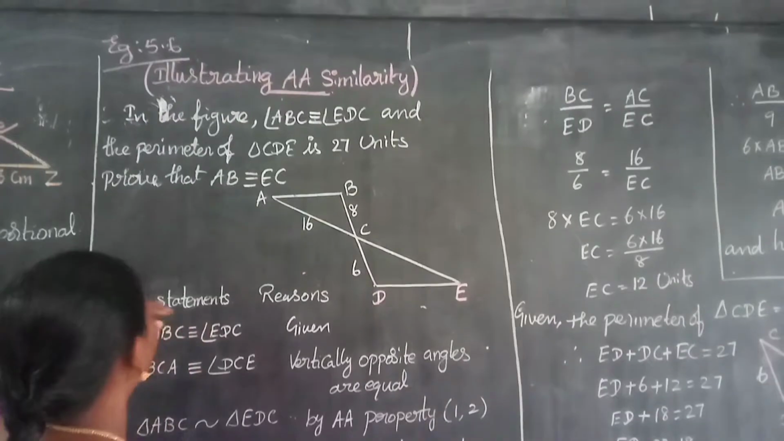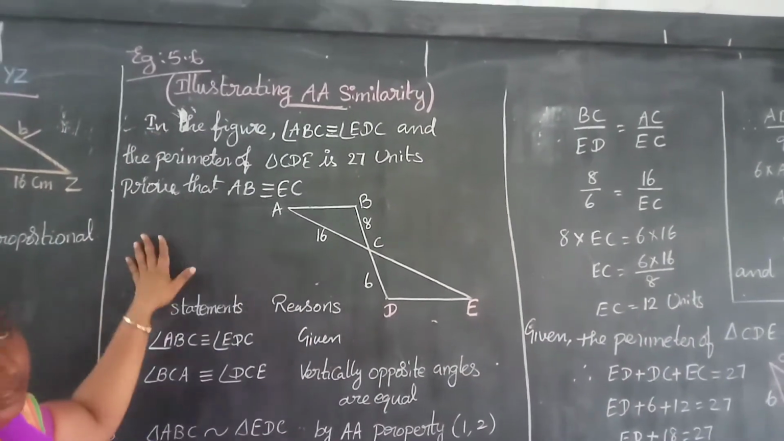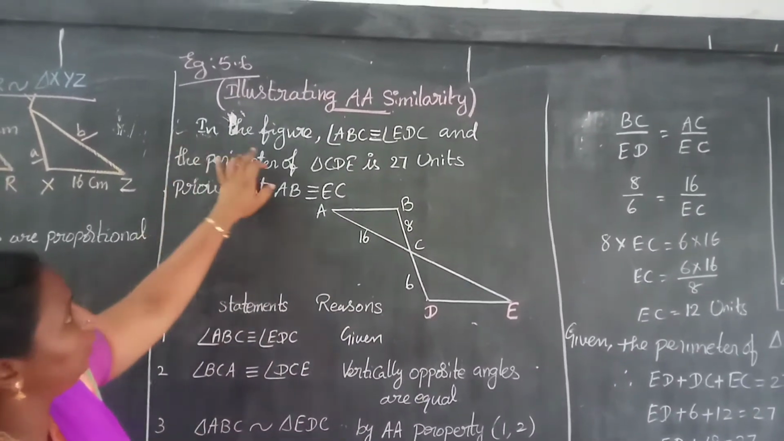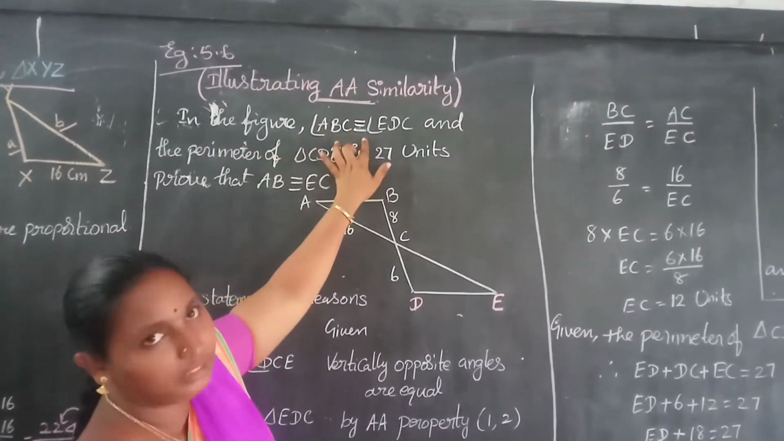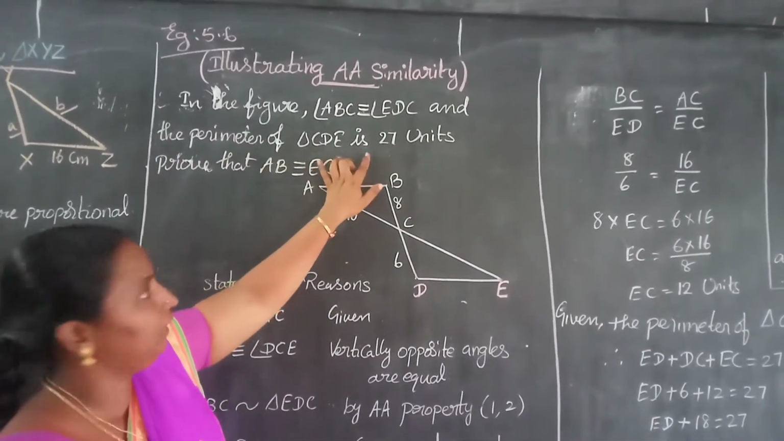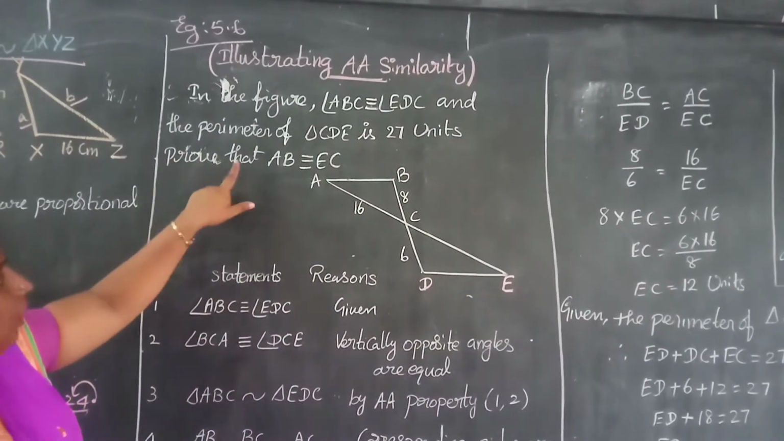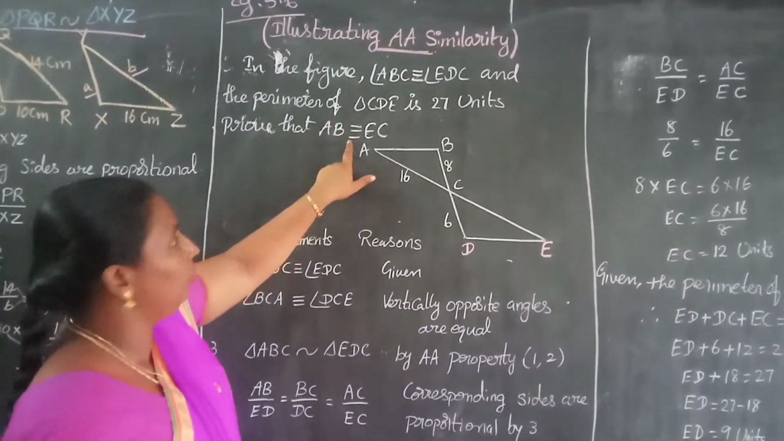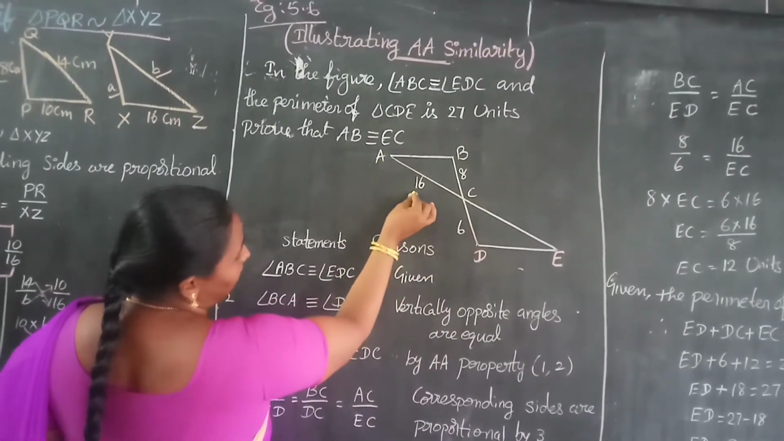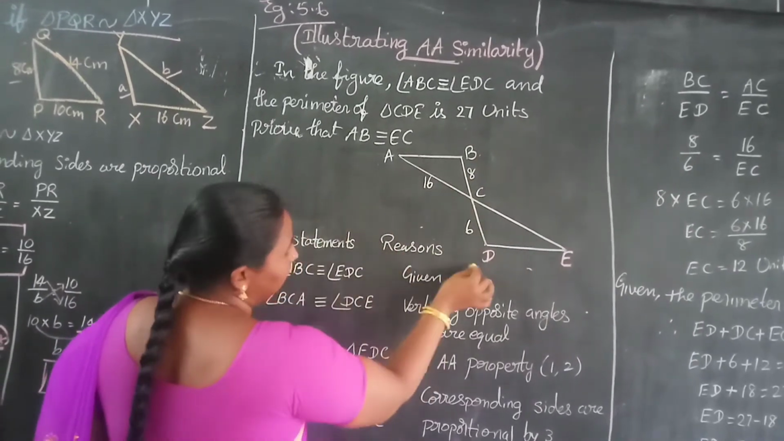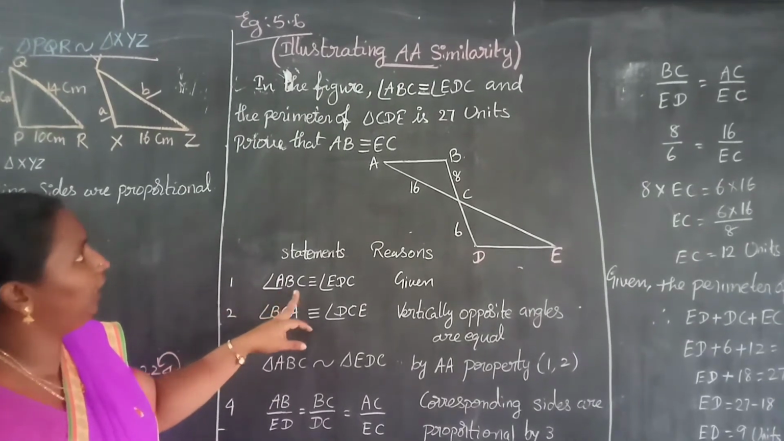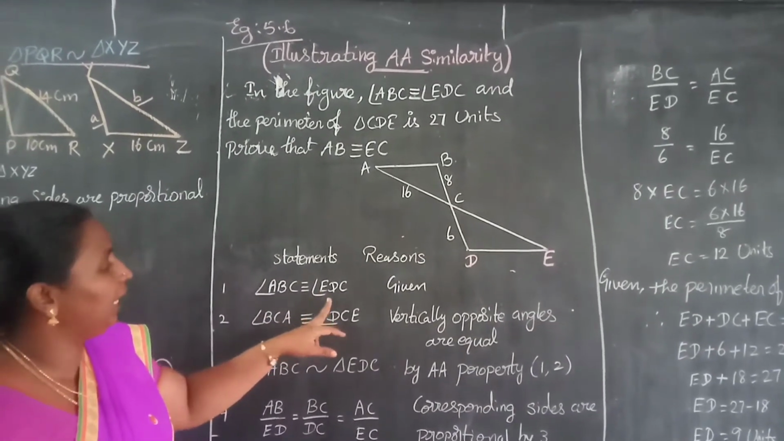Did you understand? See example 5.6. In this example, we are going to use angle similarity. Okay. So in the figure, angle ABC is congruent to angle EDC. And the perimeter of triangle CDE is 27 units. We are going to prove that AB is congruent to EC. See this triangle ABC. They given AC is 16 and BC is 8. CD is 6.